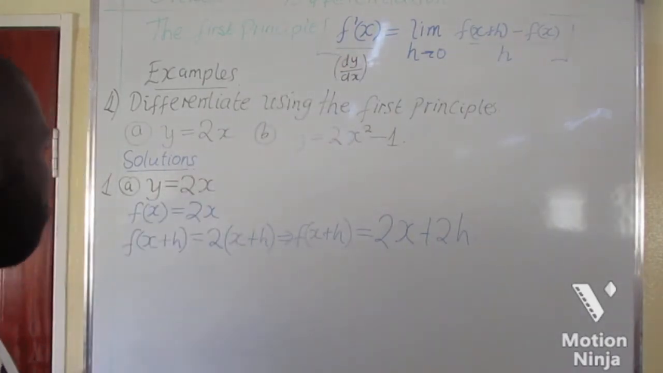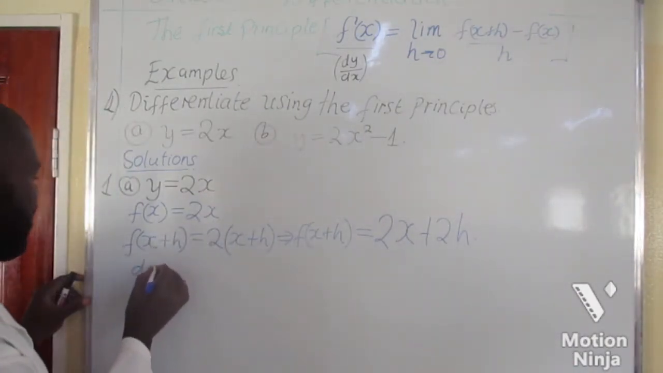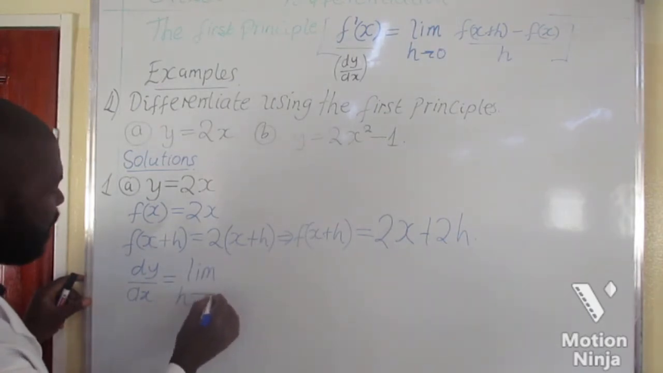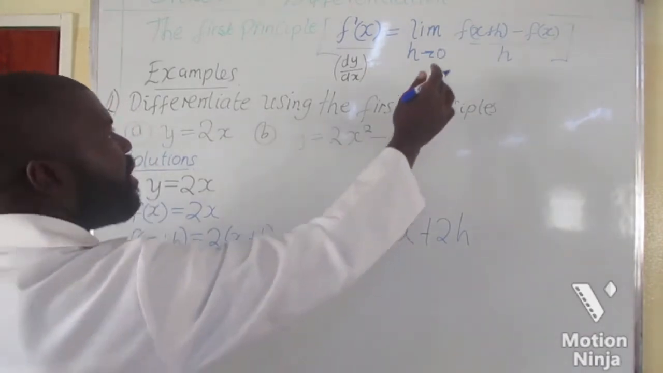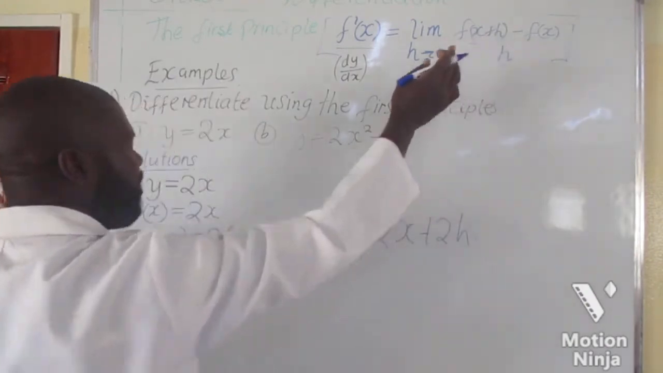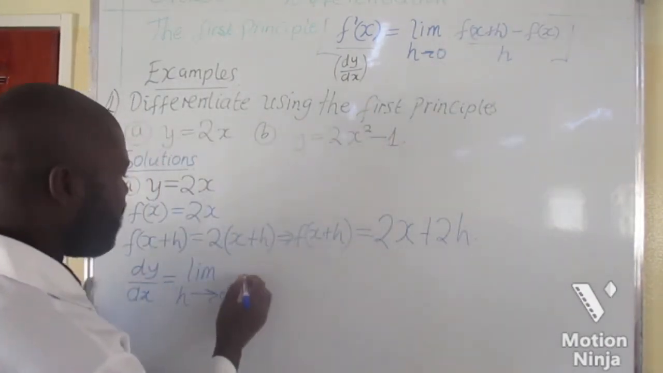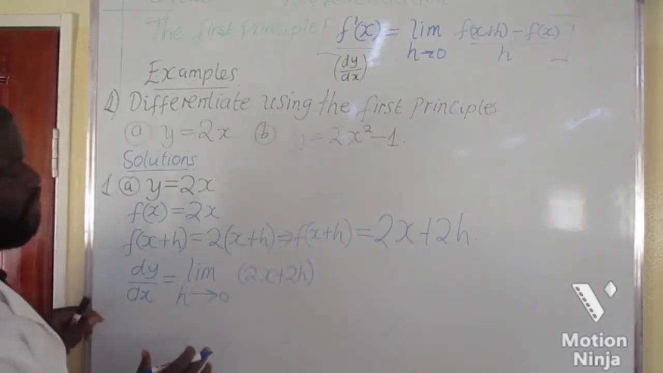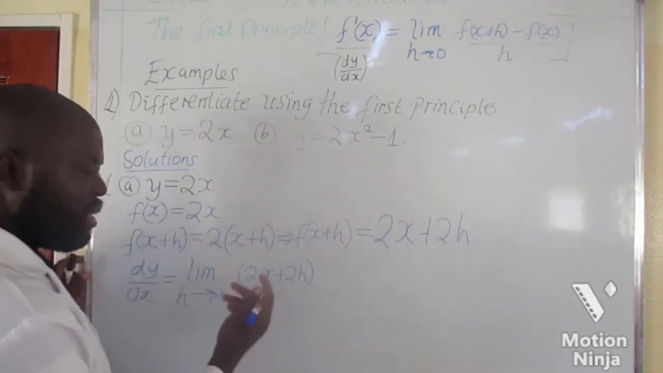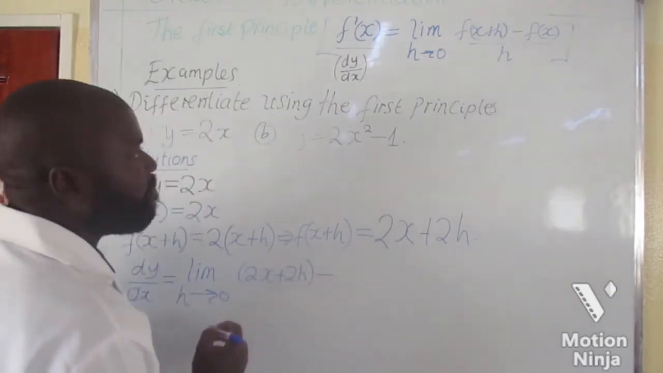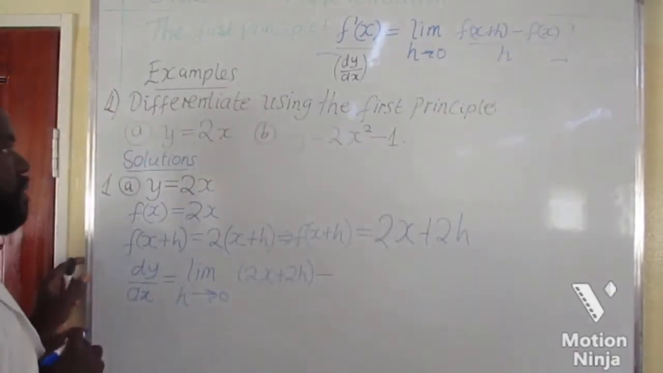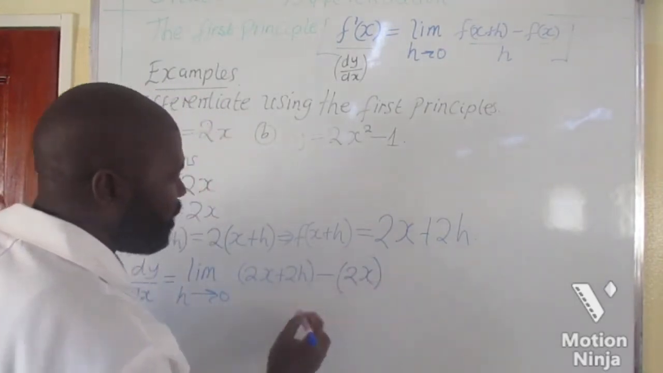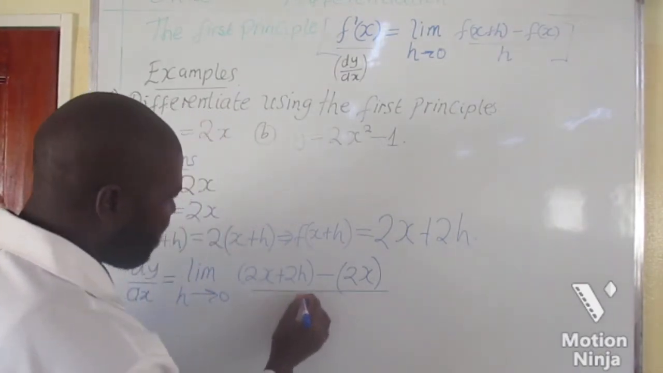Let's now do the substitution. So we have dy dx is equal to the limit as h approaches 0 of f of x plus h. So where we have f of x plus h, we put our f of x plus h, which is 2x plus 2h. Then, of course, we put it in brackets according to the rules of substitution. Whatever you substitute, you put in brackets. Minus, you can see here we have f of x. So in place of f of x, our f of x is actually 2x. So again, whatever we substitute, we put in brackets. Everything all over h.